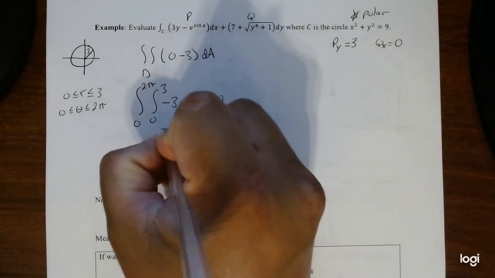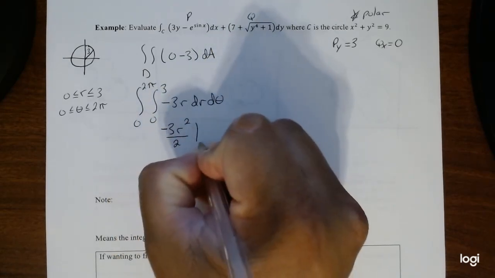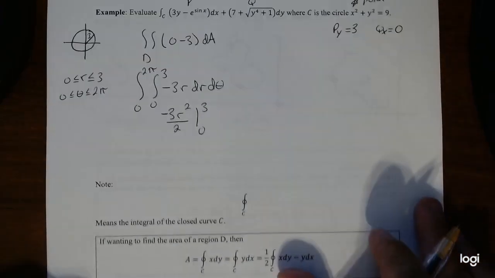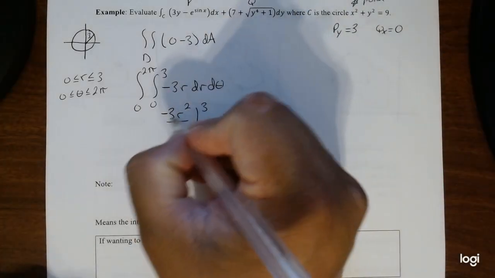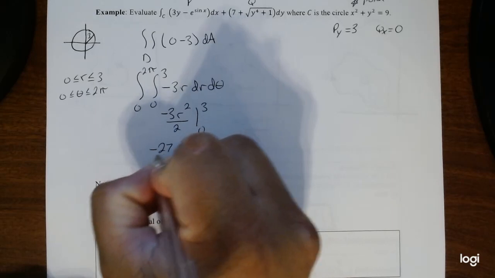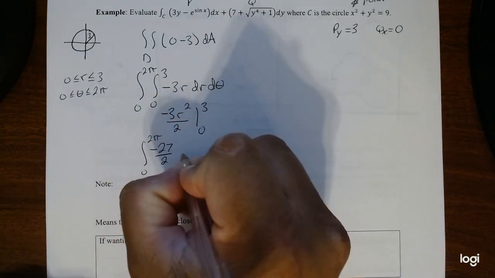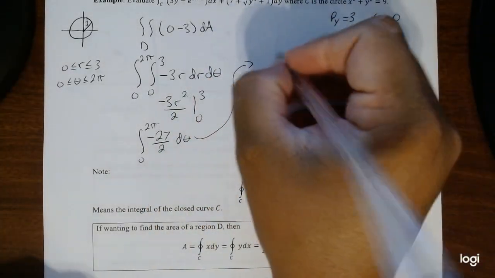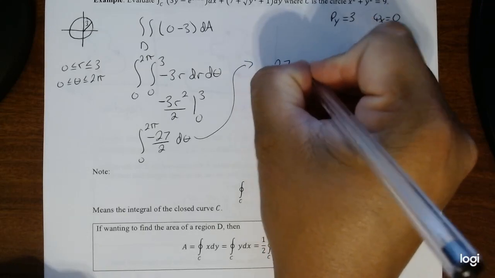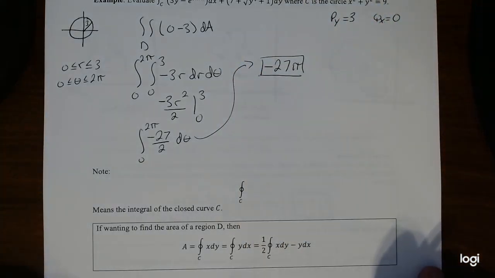So this becomes negative 3r squared over 2, evaluated from 0 to 3. Plugging in, this gives me 9, and 9 times 3 is 27, so negative 27 over 2. And then we integrate this from 0 to 2 pi of d theta. So this just ends up being negative 27 pi. Good.